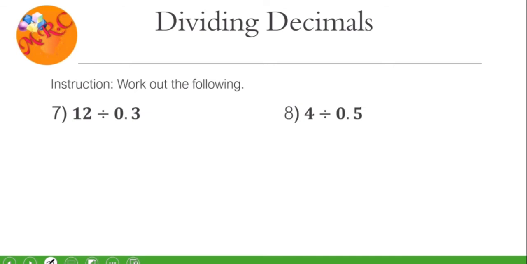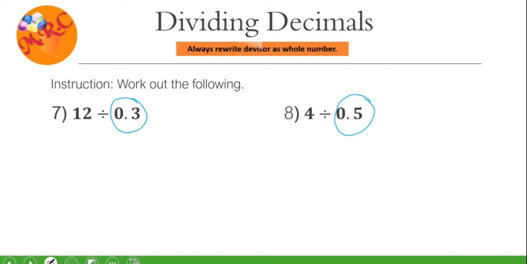So when we're dividing by decimal numbers, like in this case, our divisor here is a decimal. When the divisor is a decimal, we've got to do an additional step. We must perform an operation on that first before dividing. So what we'll do is always rewrite the divisor as a whole number.